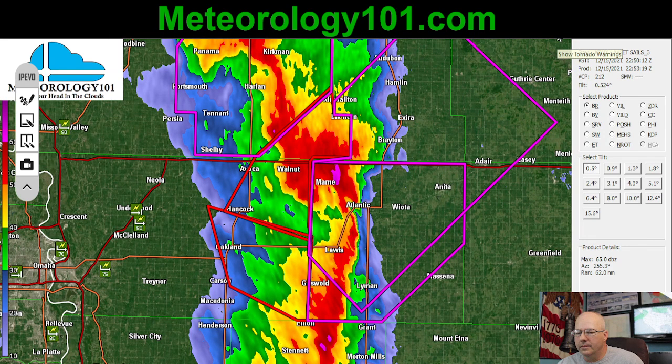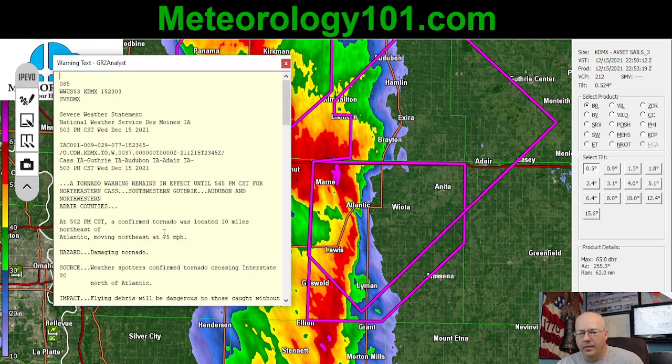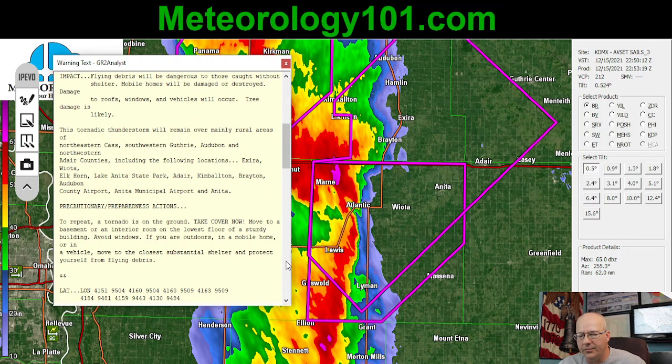It's a regular tornado warning. I'm actually in a pretty much confirmed tornado, by radar or somebody on the ground. This one is from weather spotters: confirmed tornado crossing Interstate 80 north of Atlantic, and flying debris will be dangerous to those caught without shelter, I guess.